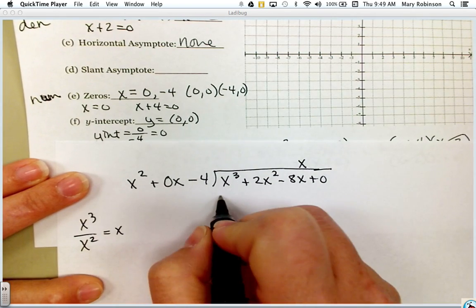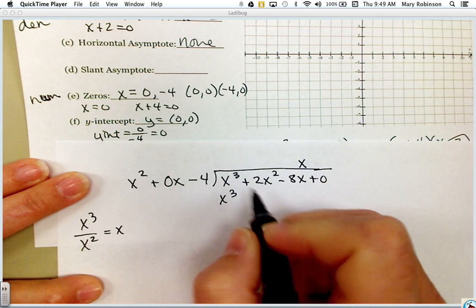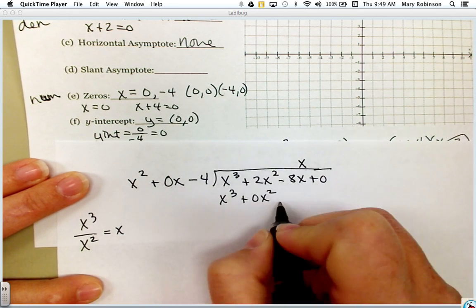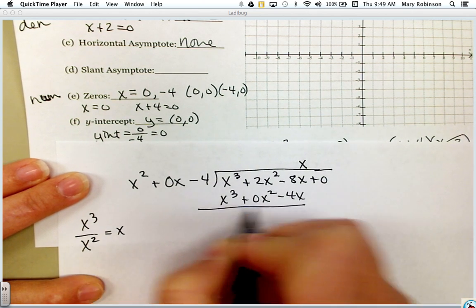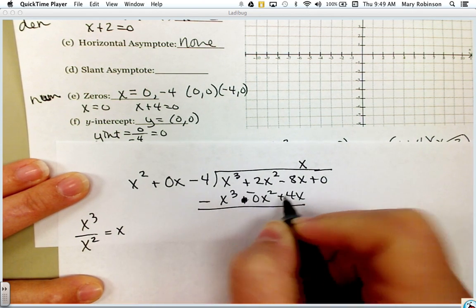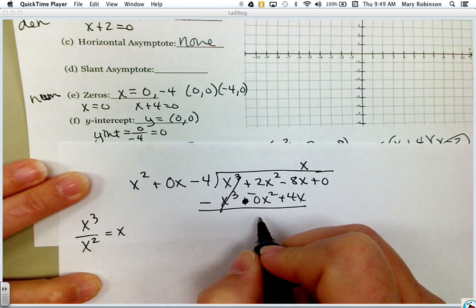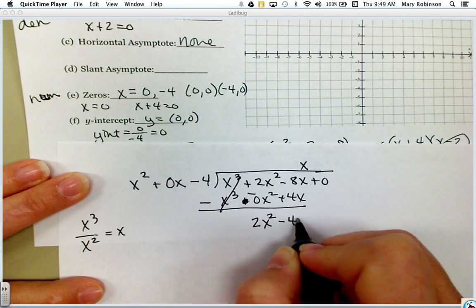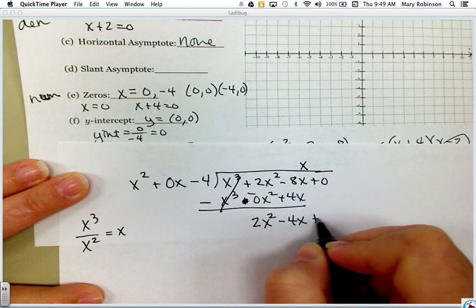X times x squared is x cubed. X times 0x is 0x squared. X times negative 4 is negative 4x. Change my signs, and I'm going to have 2x squared minus 4x plus 0.